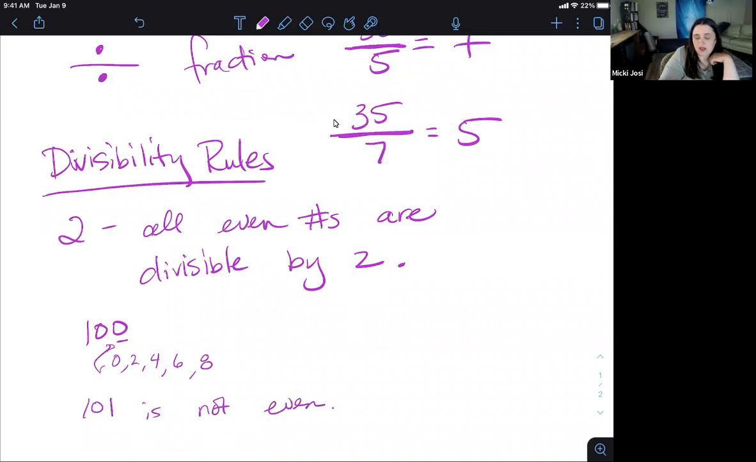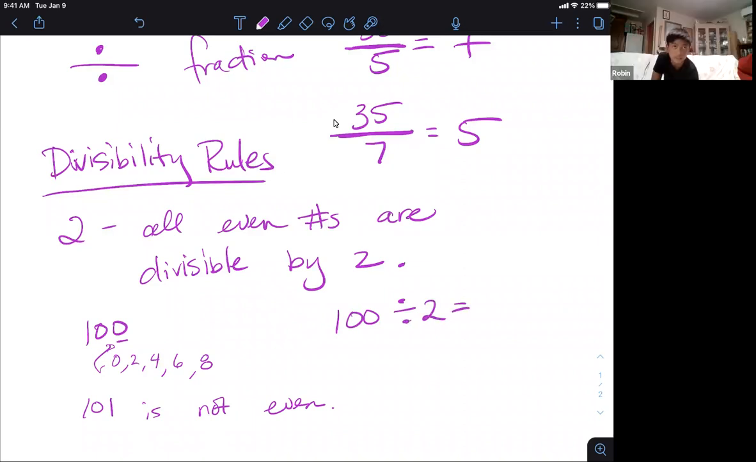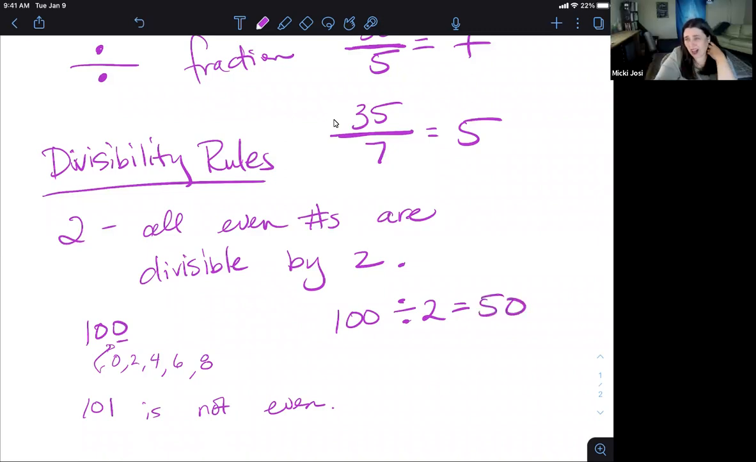Okay, so what if I took 100 and I divided it by 2? That's essentially half. What's half of 100? 50. But if I tried to take half of 101, it wouldn't go in evenly. I would have some remainders, right? And that's okay. I can have remainders.